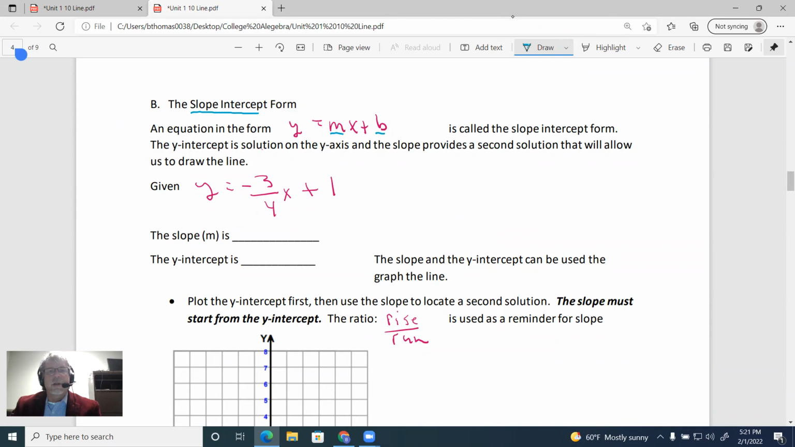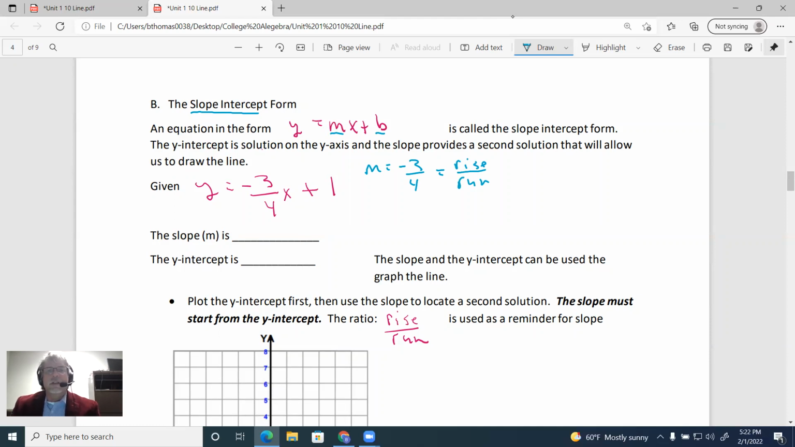So notice how our slope is going to be the -3/4. A lot of times, instead of saying change in y or the change in x, we sometimes use the phrase rise over run. So rise describes a vertical direction, up and down, and run describes a left and right direction, side to side.